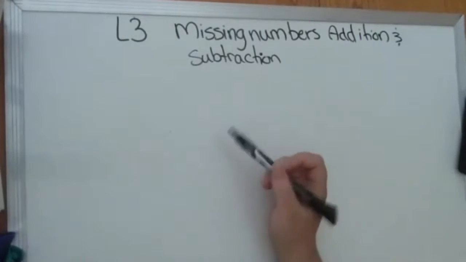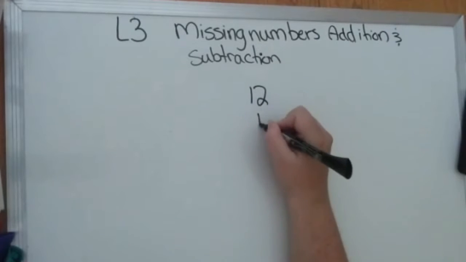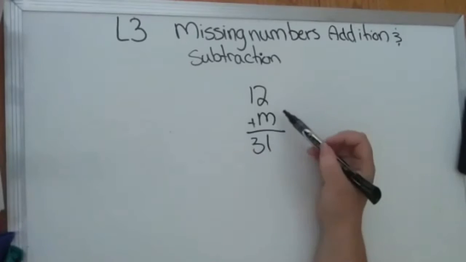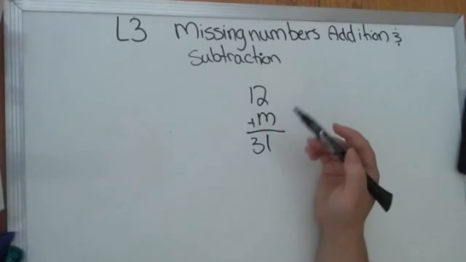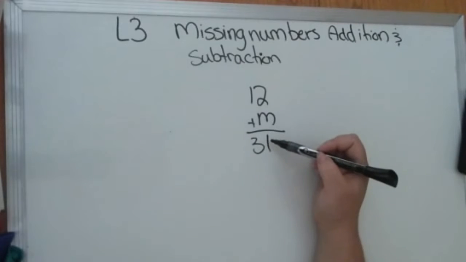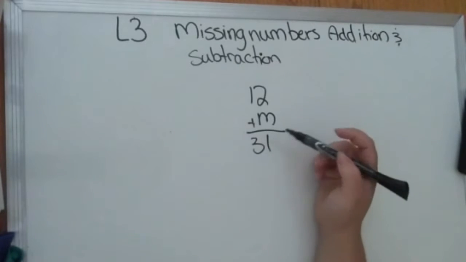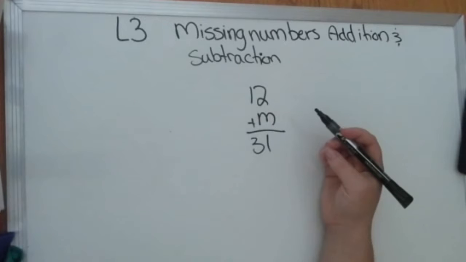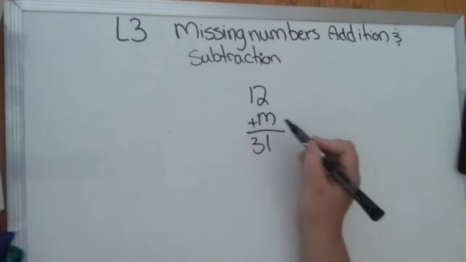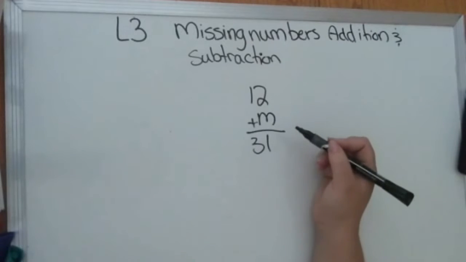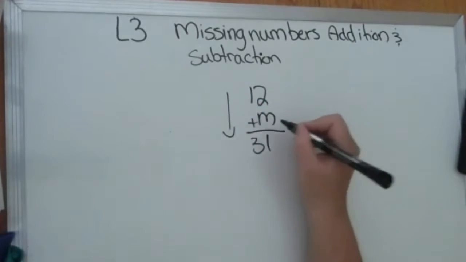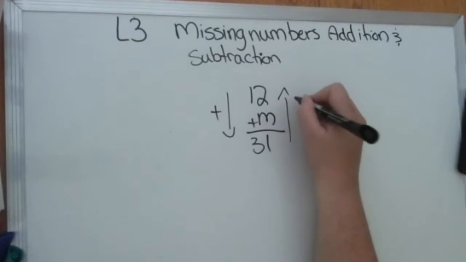For example, if I have the question 12 add m equals 31. Now I need to find out what m is. Sometimes our first instinct is to take 12 and just count up to see how many we get until 31. And that's one option. But as we get bigger and bigger numbers, it gets harder and harder to do. So an easier way to do it is to do the opposite, or subtraction. Remember, when we do subtraction, we always have to start with the biggest number.